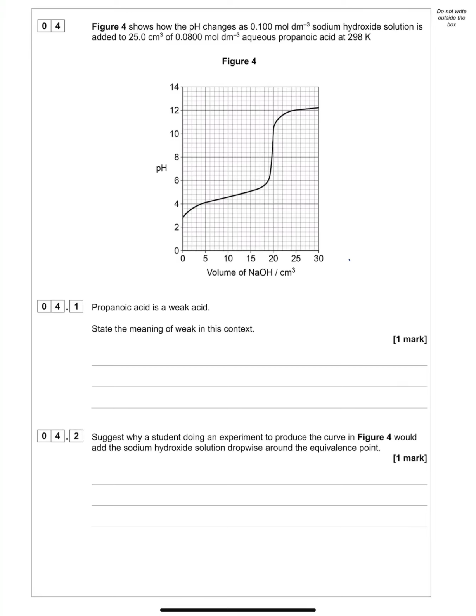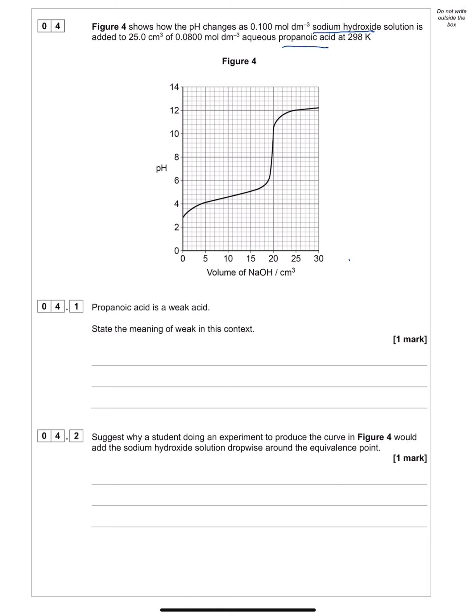Let's answer this past paper question from Paper 3, AQA A Level Chemistry. This question is about pH curves, and this is about the titration of a weak acid, which is propanoic acid, with sodium hydroxide, which is a strong base. So the first question: propanoic acid is a weak acid. State the meaning of weak in this context.